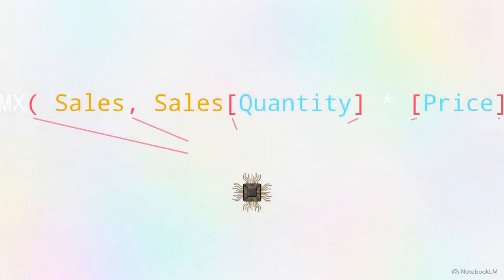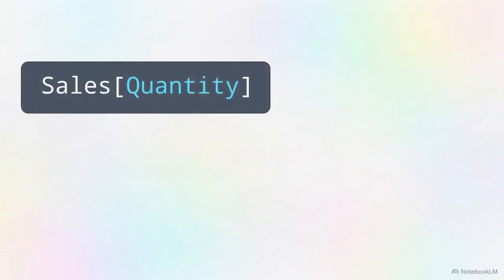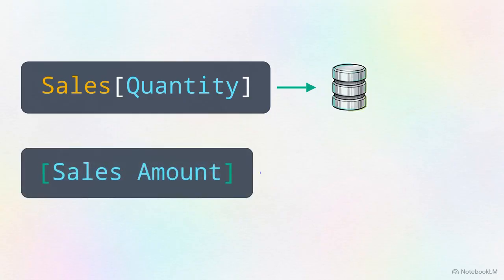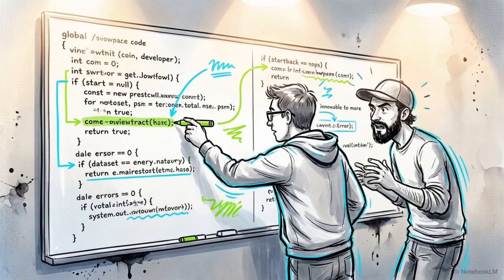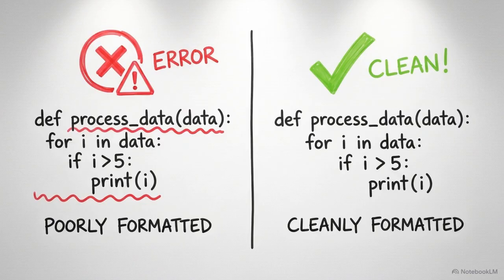These rules do not just make the code readable, they instruct the engine exactly how to process a variable. When referencing a calculated column, you must include the table prefix, like sales quantity. For a measure, omit the table name entirely, like sales amount. Remember, table prefix means static column. No prefix means dynamic measure. Following this standard guarantees that anyone reading your code immediately knows the execution context of the variable. As calculations grow complex, knowing instantly whether a value is static or dynamic prevents calculation errors during context transitions.